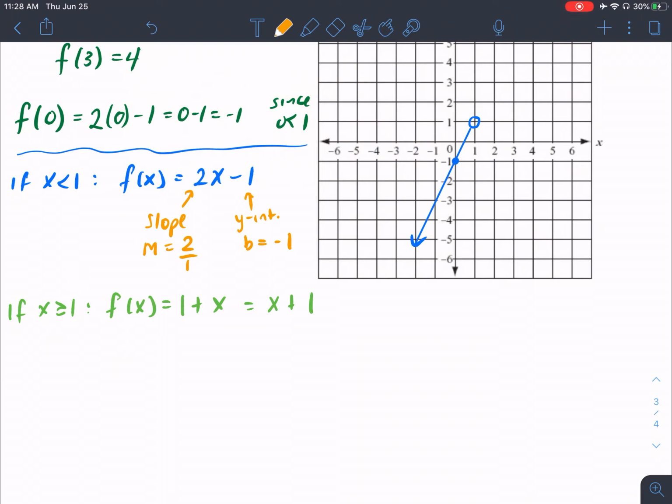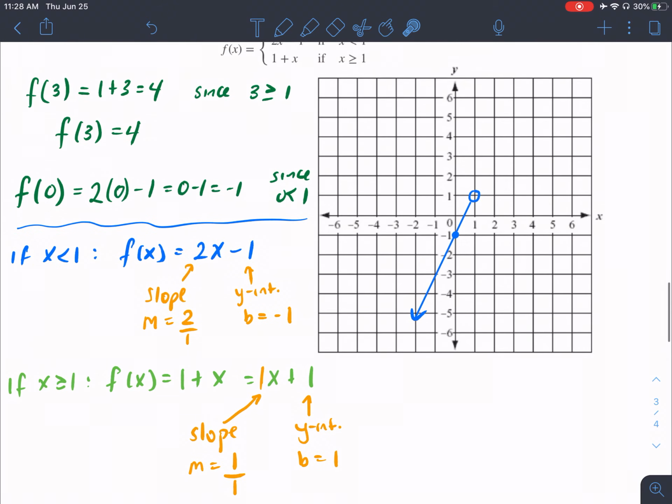So here, notice that the coefficient in front of x is 1, and that is what our slope is for this linear function. So your slope here, m equals 1, but to write it as a fraction, that's 1 over 1. And then here, your y-intercept is going to be b equals 1. So that means that when we graph this part of the function, we're going to be using these properties of this linear function, but only graphing it for x values 1 or greater.